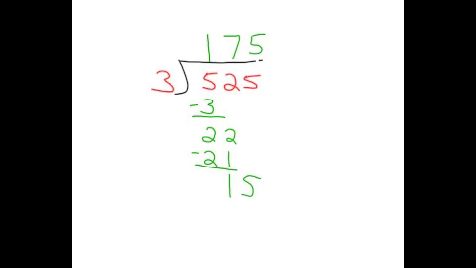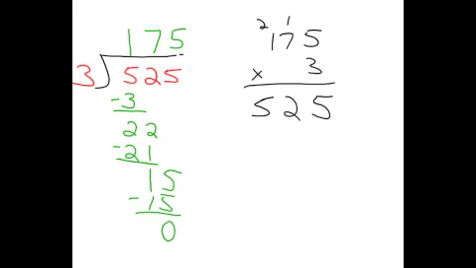5 times 3 is 15, and I put that down low to subtract. 15 minus 15 is 0, so there's no remainder. You can check your work by multiplying your quotient, or 175 times 3. It should equal your dividend, or 525.